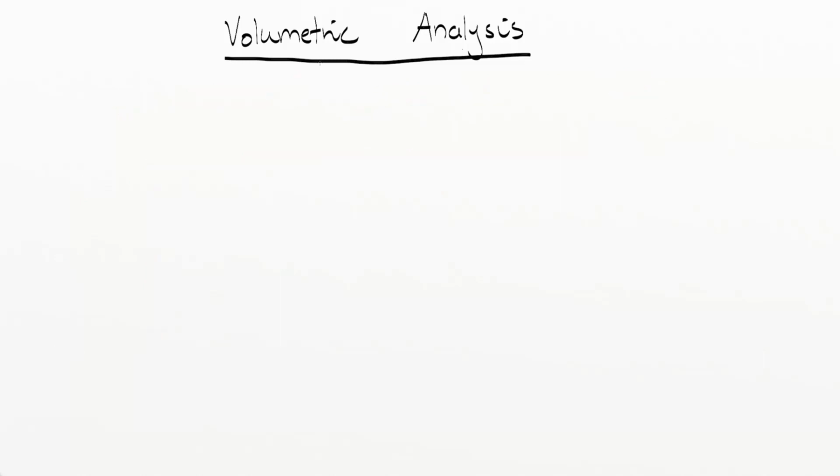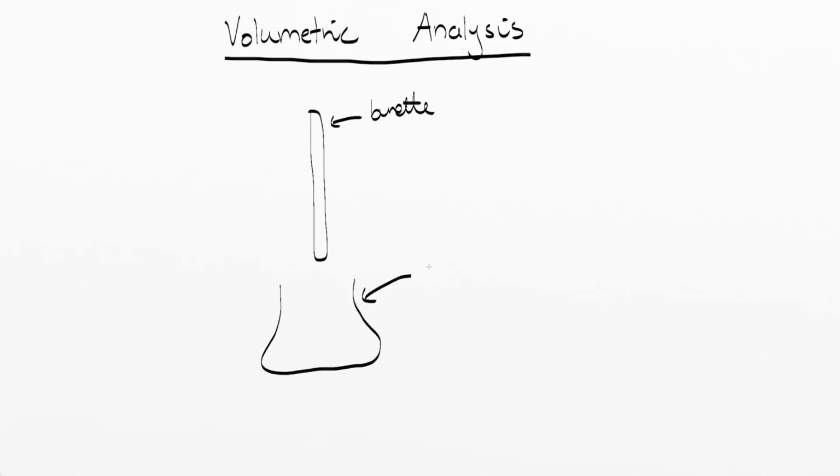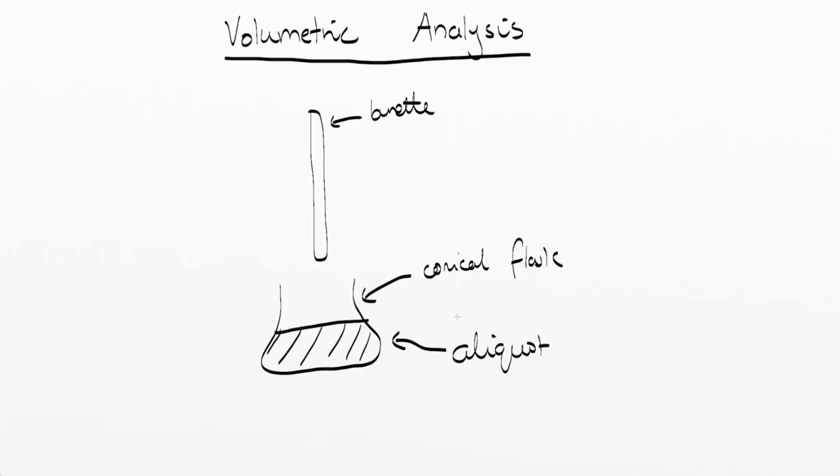Our last section deals with how volumetric analysis works. Okay, so the idea is that you'll have up on top here a big tube known as a burette. And then underneath the burette you will have a flask, what's known as a conical flask. Inside the conical flask there will be a certain amount of solution. This solution will be known as the aliquot. Okay, so it's a known amount of solution.